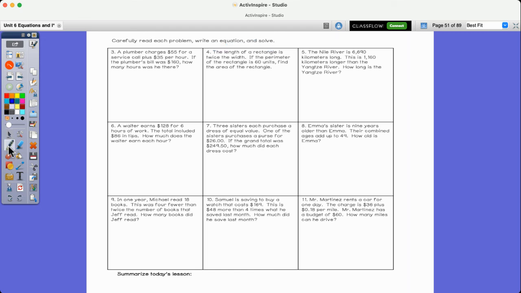Okay, so I am going to choose which ones you are doing. I would like to see you solve number 3, number 7, number 11. Let's make a nice X. 5 and 9. Don't forget to summarize today's lesson with 2 to 3 sentences. Make sure you're talking about how to write the equation and how to determine what you are doing.